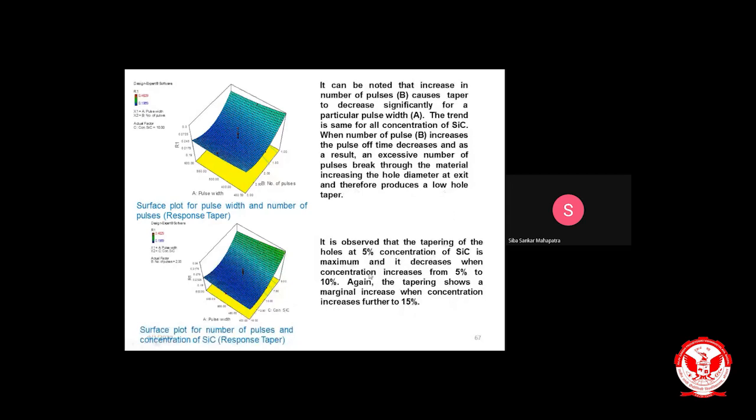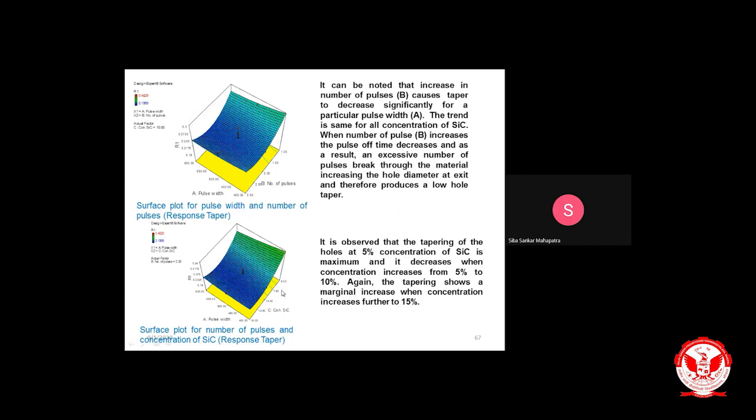It is also observed that the tapering of the holes at 5% concentration of silicon carbide is maximum, and it decreases when the concentration increases from 5 to 10%, and again the tapering shows a marginal increase when the concentration increases to 15%. This is what we have.